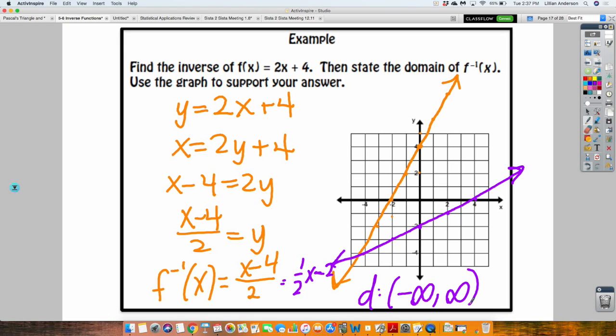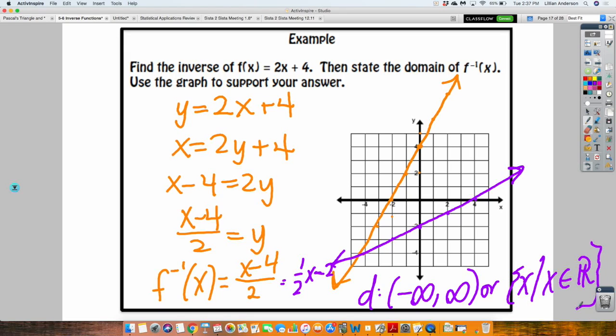What if I wanted to write that in set notation? Who remembers? The set of x such that x is an element of all real numbers. Good job.